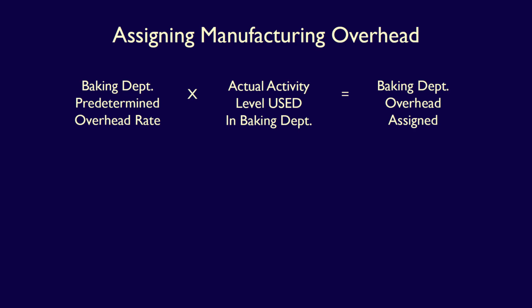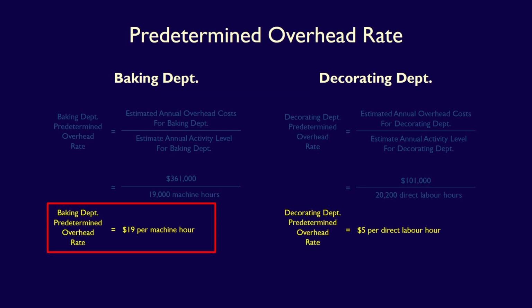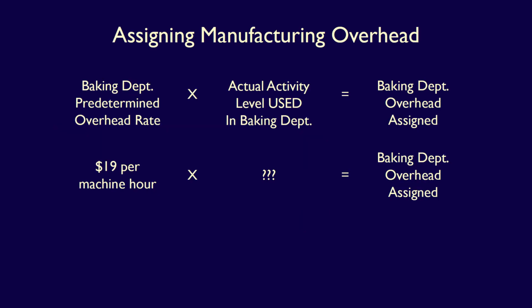We're going to start again with the baking department. We already have the application rate, $19 per machine hour, so we can place that information into the formula.